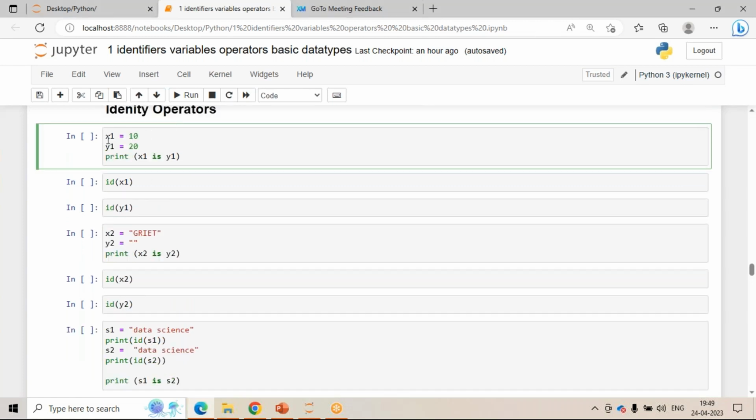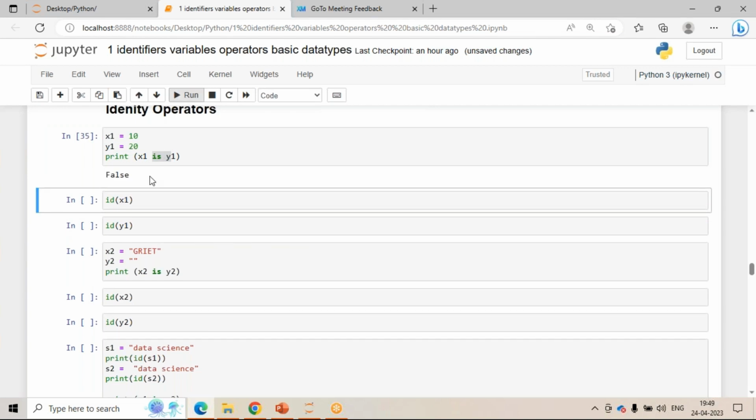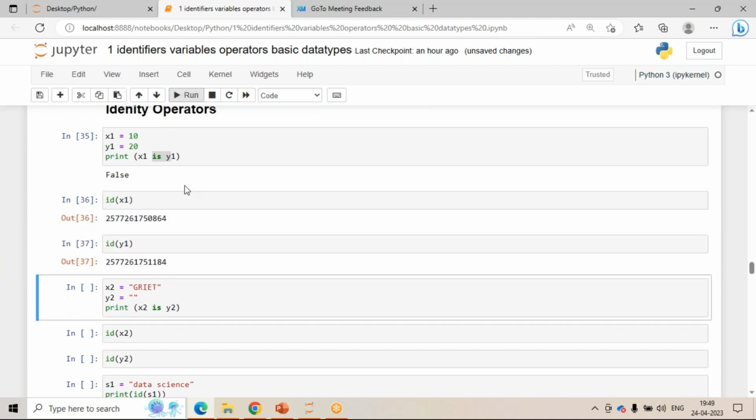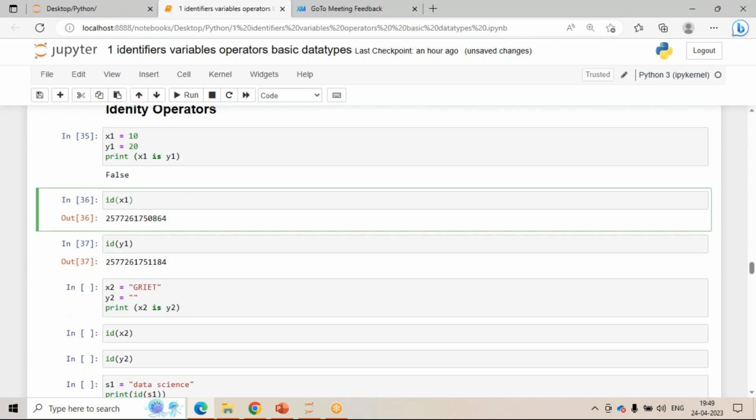Now look at here, x1 equal to 10, y1 equal to 20. Now I am asking x1 is y1. This is false. Why? Because the id of x1 is different from the id of y1. It is a 16 digit ID, and id is a function which will give a unique identifier for every variable.